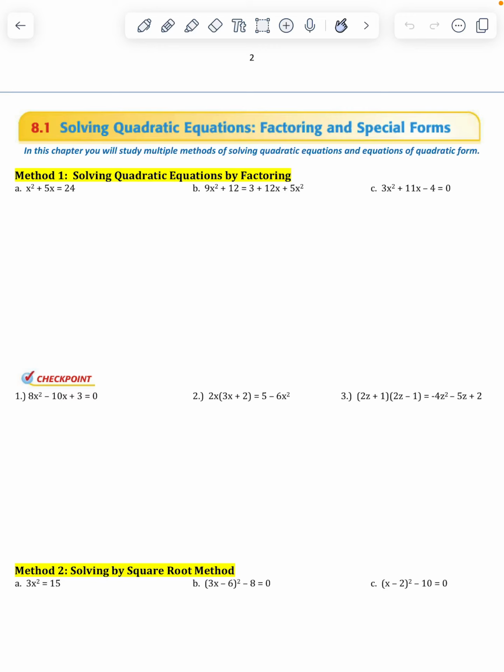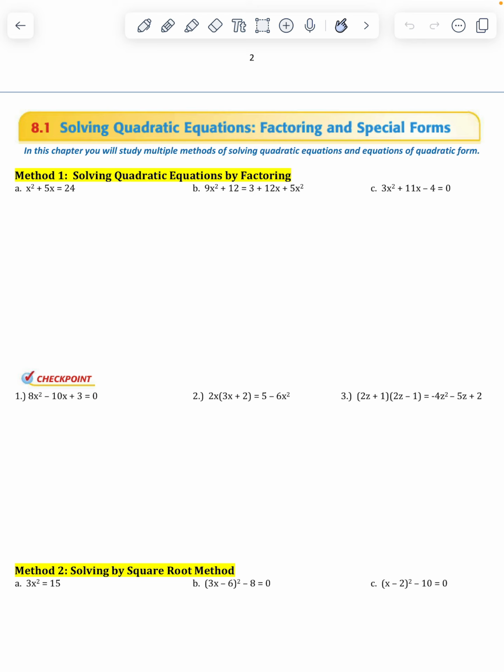Right, so we're in section 8.1, which I already introduced, and this is all about solving quadratic equations. The whole goal in solving quadratic equations is to figure out where the parabola crosses the x-axis. We already went through factoring.